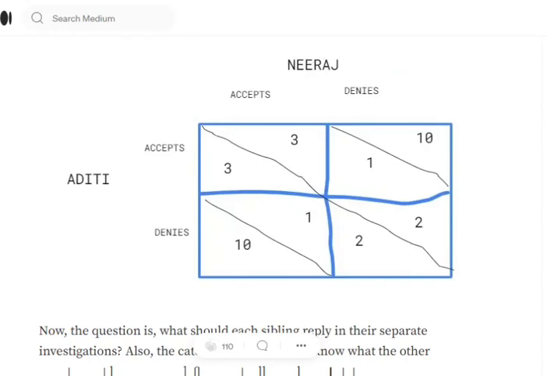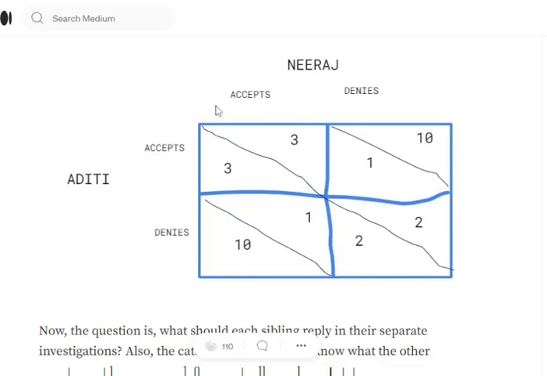So in this particular case, assume that we have four states. This is state one, where both of them accept. This is state two, this is state three, and this is state four. Now, in this particular case, the Nash equilibrium state is state one, that is Neeraj and Aditi both accept, and not state four, where both deny but get 2 weeks.